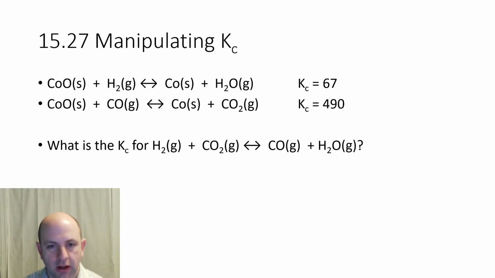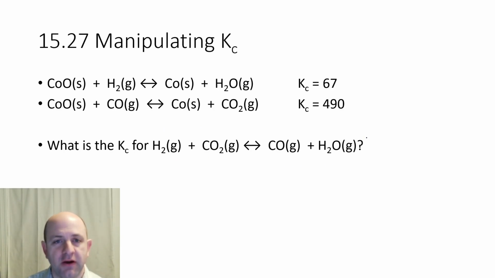How do we do that? So here we have this problem where two equations are given and they each have an equilibrium constant. Great. And they want us to find out what this equilibrium constant would be if we combine those two equations into this overall reaction there.